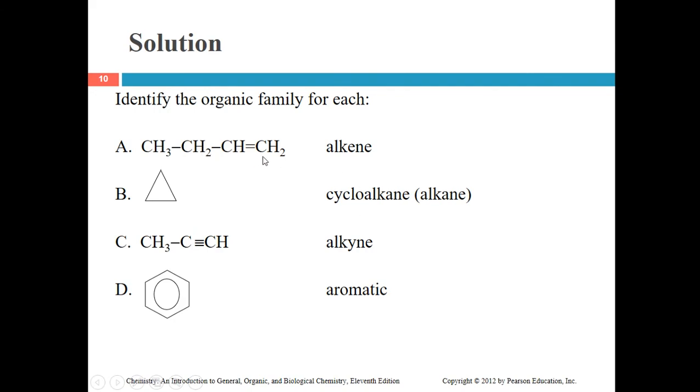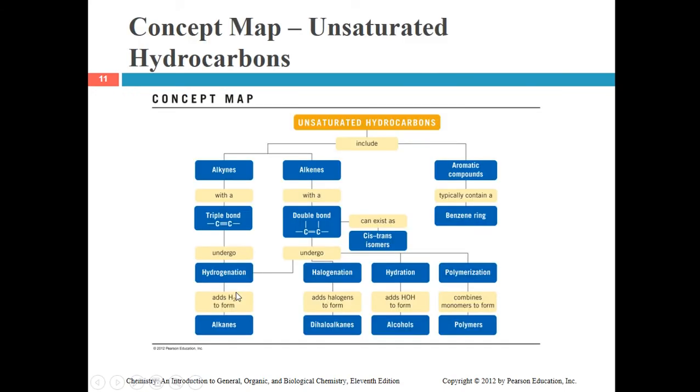All right, so you knew this double bond was an alkene. We know that this is a cyclic compound, so a cycloalkane. This triple bond is an alkyne, and our benzene ring is an aromatic compound. Now here's a concept map that talks about all the different items that we have been talking about in our chapter, which is, we have covered a lot of material.